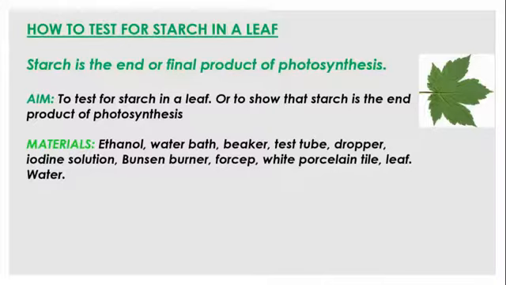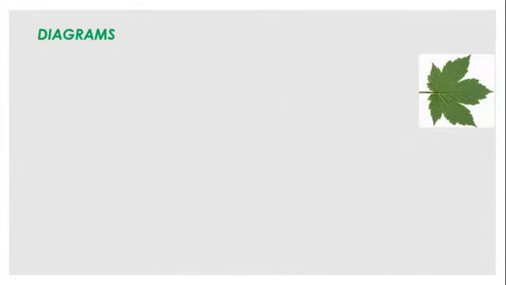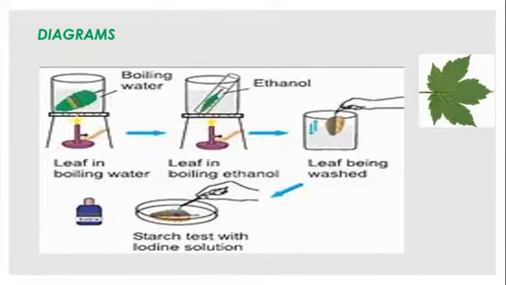Now, before we look at the steps, let us have an overview of the diagram of the experiment. On the screen, we have a step-by-step demonstration of how to test for starch. In the first diagram, a freshly plucked leaf from a potted plant exposed to sunlight for about 6 hours is plucked and boiled for about 2 minutes.